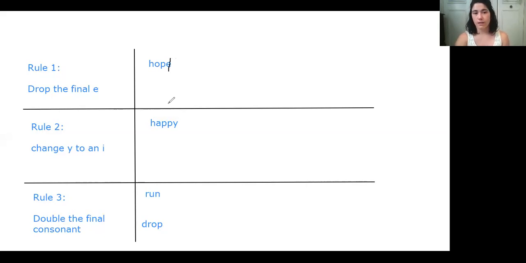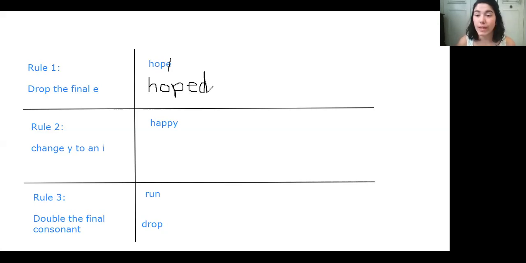So if I wanted the word hoped, like I hoped I would get to go outside today, I would drop that E. If I were to rewrite it, since I'm dropping that E, I'm going to write HOP because that's what's left, and then I'm going to add my suffix. Bear with me as I am trying to spell on this option. And then I would have hoped.